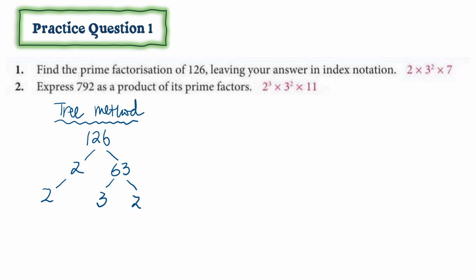So 3 times 21 will give you 63, and 2 and 3 are already prime factors, right? So we will just continue. Because 2 and 3 are already prime factors, we just continue the branch. However, the number 21 again can be broken down into 3 times 7.